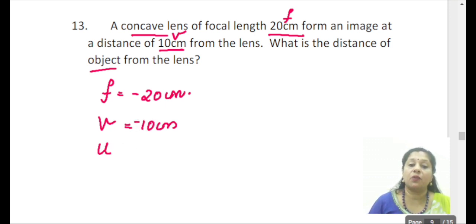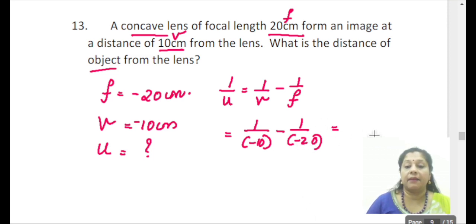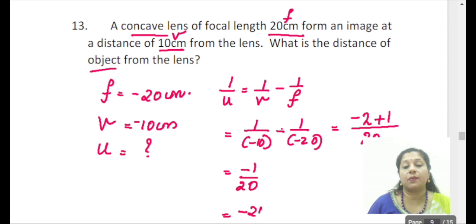So the distance of the object u can be found out using the lens formula. 1 by u will be 1 by v minus 1 by f. 1 by minus 10 minus 1 by minus 20. So what is the LCM here? 20 can be taken as the LCM. So it will be minus, here it will become plus, right? So here minus 2 plus 1. So minus 1 by 20. So u is minus 20 centimeter. We have to get u as minus only, because u is always negative.